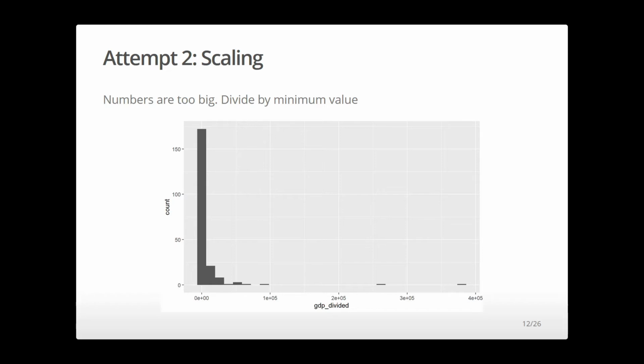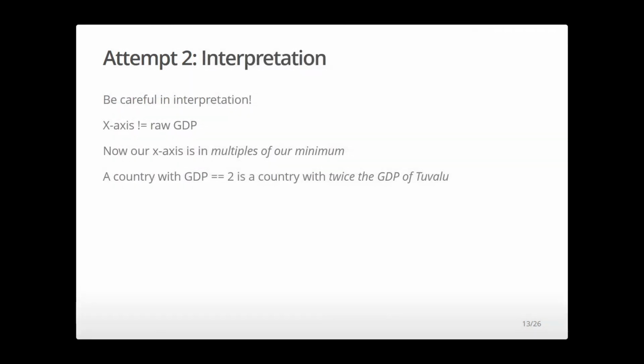But there are some benefits of dividing by the minimum value like we did. Most importantly, we can interpret this variable in a relative sort of way. Since we've changed it, the unit of this variable isn't in dollars anymore. Instead, it's in multiples of Tuvalu's GDP. So a country with a value of 2 has twice the GDP of Tuvalu, for instance. Then again, the United States has a GDP 400,000 times that of Tuvalu.